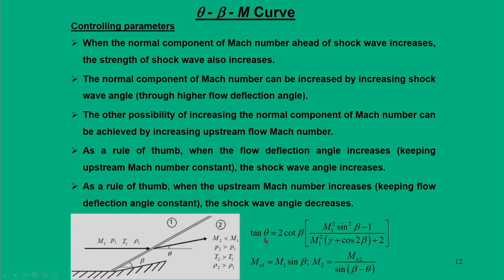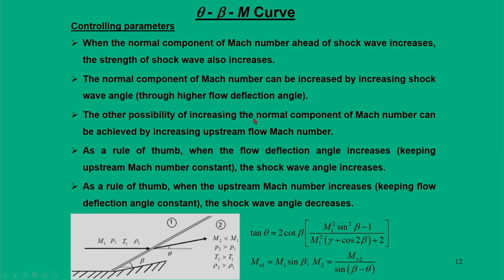So, either we can go through an increase in the theta angle or through a combination of M1 and theta, we can change this angle. That way we can say whether we can go for a weak shock or a strong shock. This is what it means: the normal component of the Mach number can be increased by increasing the shock wave angle or through a higher flow deflection angle.